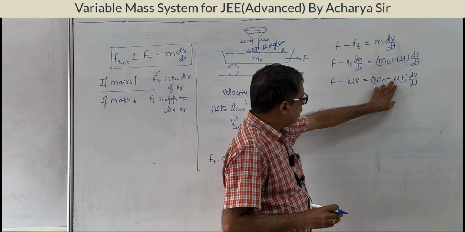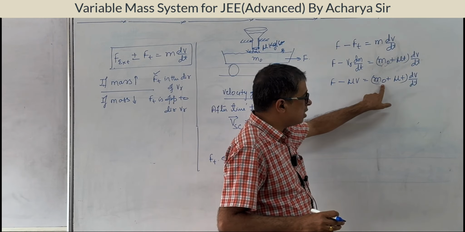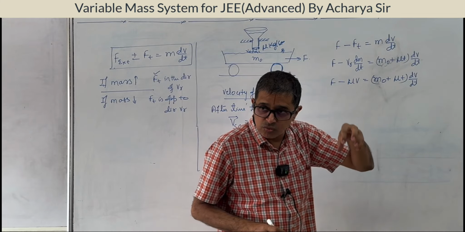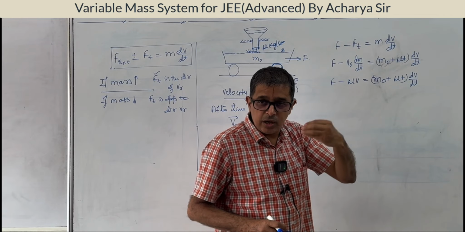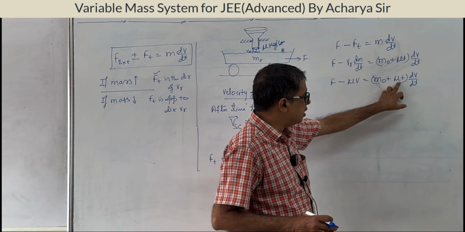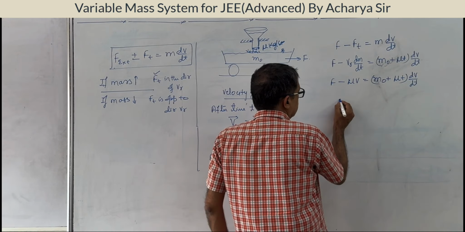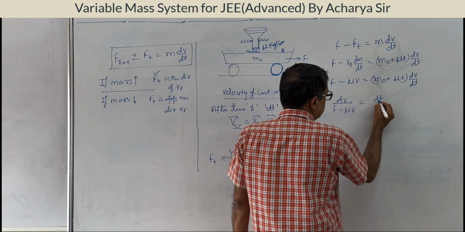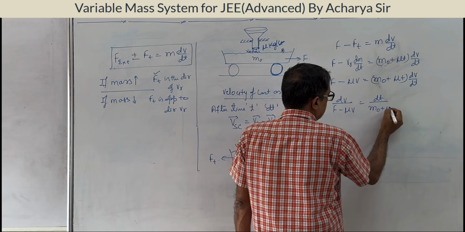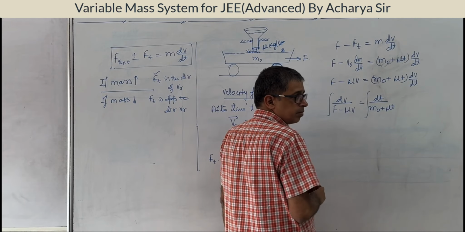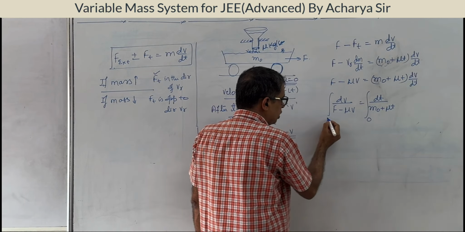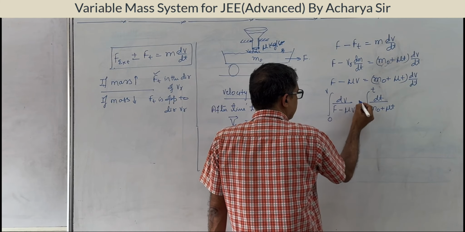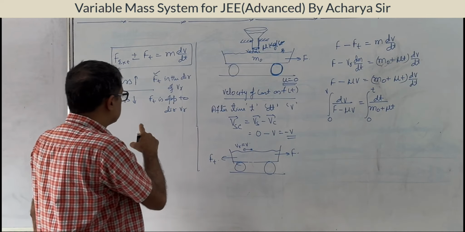After time t, in a short time interval dt, this will be the mass. M naught was the initial mass. Mu is the rate at which mass is falling onto the cart. So presently after time t in a short time interval dt, this will be the mass. dv divided by f minus mu v is dt upon m naught plus mu t. At time t equal to 0, velocity of the cart was 0. At time t equal to t, find the velocity of the cart was the question asked.